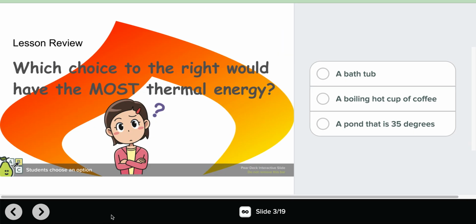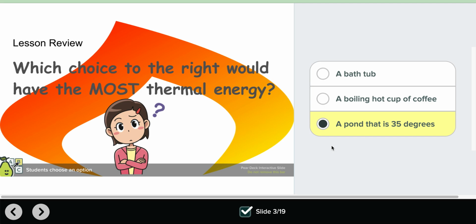All right, but let's do some review of the previous lesson before we go diving in. So which choice to the right would have the most thermal energy? Remember what we had discussed about that? So here are your choices. Is it a bathtub full of water, a boiling hot cup of coffee, or a pond that is 35 degrees? Did you pick your answer? It would be the pond, because it's all about the greatest number of particles.